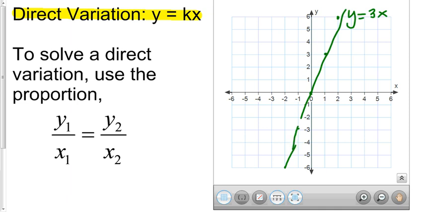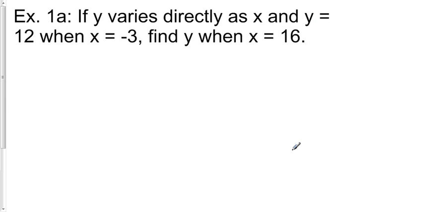Okay, so when you're solving a direct variation problem, we can typically use proportions. Here's how the proportions are set up. Set up the first y value over the first x value, and set it equal to the second y value over the second x value. Here's an example. If y varies directly as x, they're always going to tell you what kind of variation you have. It varies directly.